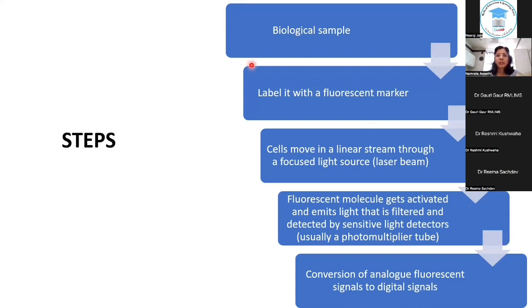So when there is a biological sample, which can be a fluid sample, like blood or bone marrow or any fluid, or even the FNAC samples, the cells have to be suspended in a liquid media. The sample is then processed, that is stained, wherein it is labeled with a fluorescent marker. The cells move in a linear stream through a focused light source. The fluorescent molecules get activated and emit light that is filtered and detected by sensitive light detectors. And there is conversion of analog fluorescent signals to digital signals. This is what happens when we are actually doing flow cytometry for any specimen.